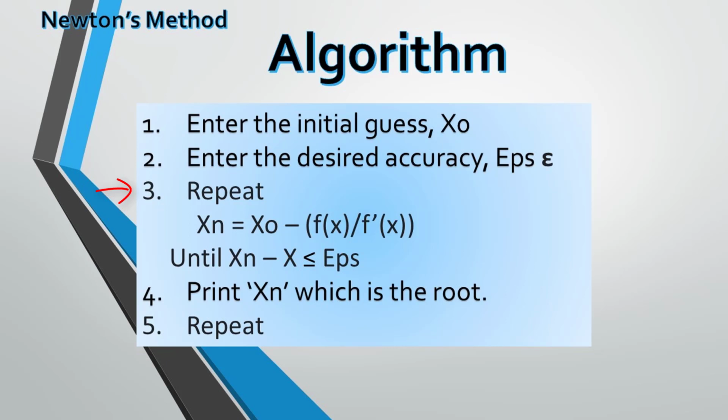The formula of xn is the initial value x minus f of x, that is the value of the function at that initial guess, divided by the derivative of the function at that x. We will need to repeat this step a number of times until the difference between xn and the previous value of x is less than or equal to the accuracy desired by the user. Once we have found a value of xn that differs from x by no more than epsilon, then we will print that xn, which will be the root of the function.